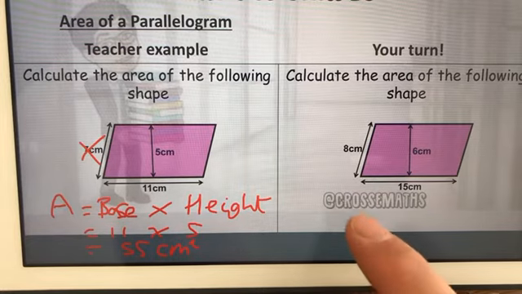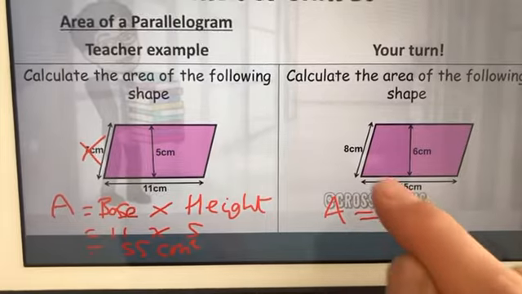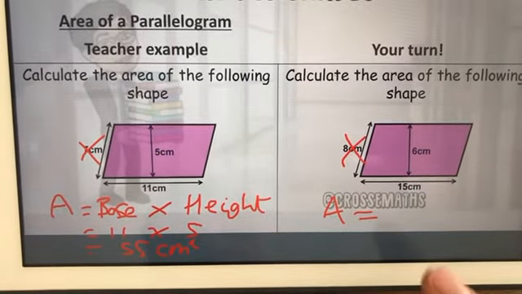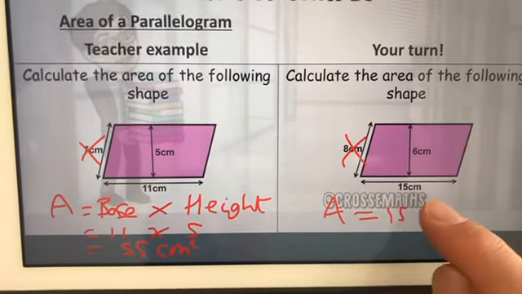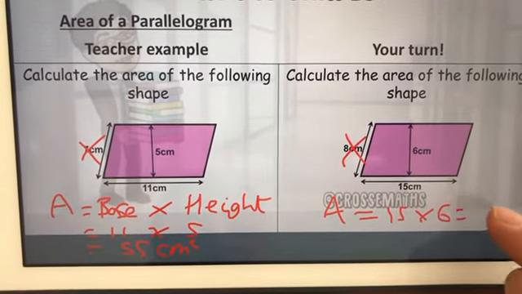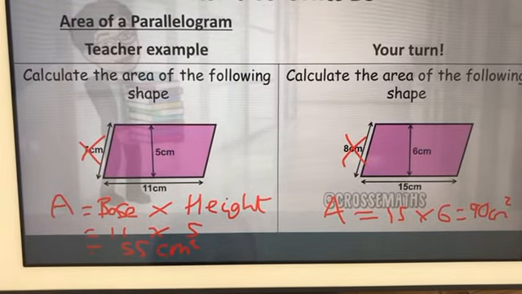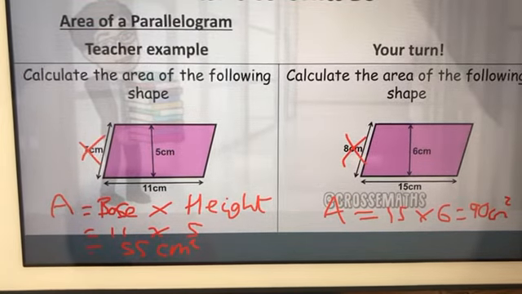Right guys, so area for this one over here, exactly the same thing. Cross off the number you don't need. We need our base and we need the vertical height, not a slanty height. Base is 15, times by the vertical height of 6. My area is 90 centimeters squared. Okay, make sure that's written down as well. Okay, first one should be written down as an example, and then make sure you got that one correct. If you do get it, that's brilliant.